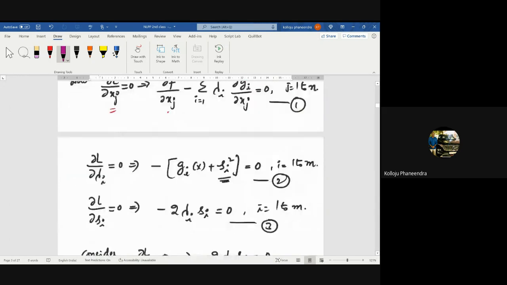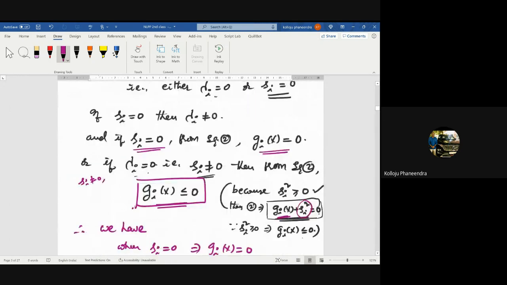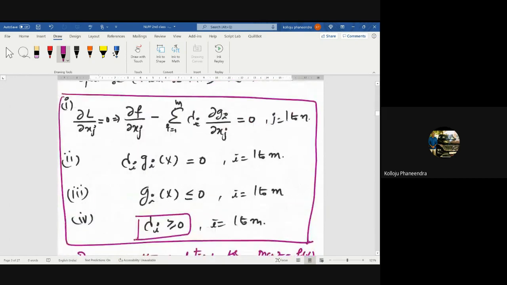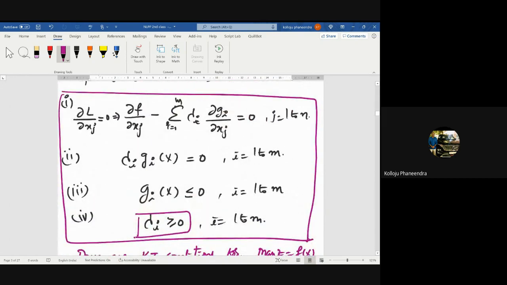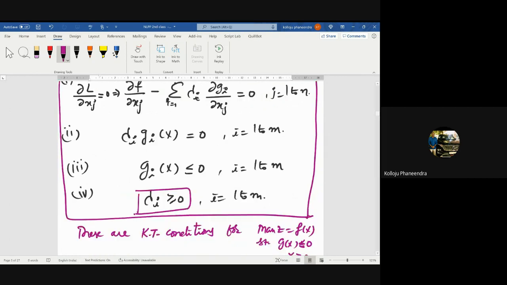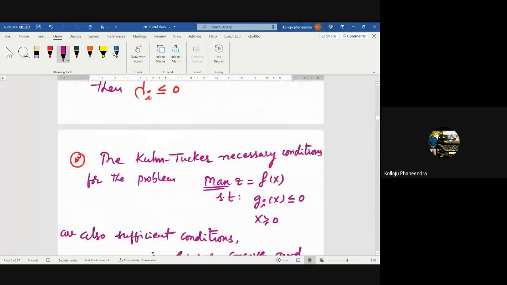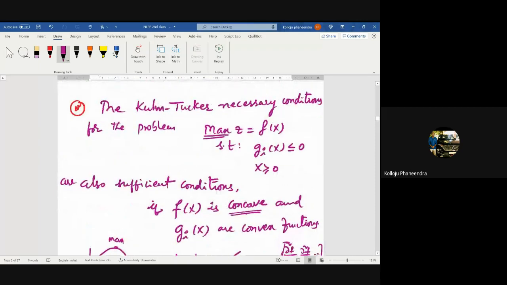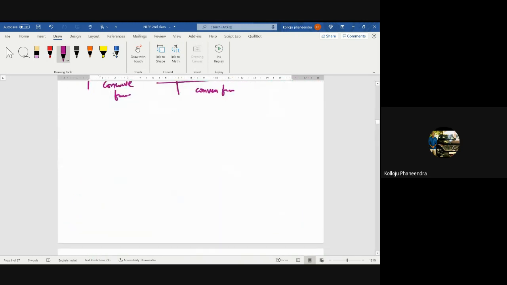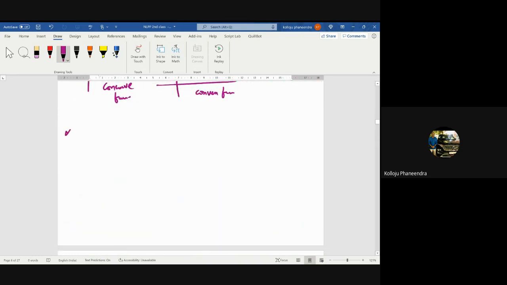I am simplifying all these equations. I got the necessary Kuhn-Tucker conditions. These 4 conditions are necessary conditions. These necessary conditions become sufficient when the objective function is concave and the constraints are convex. Then the stationary point, the point obtained after solving those 4 sets, if f of x is concave at that point, will possess the maximum value. This is the theory. Now, the problem.